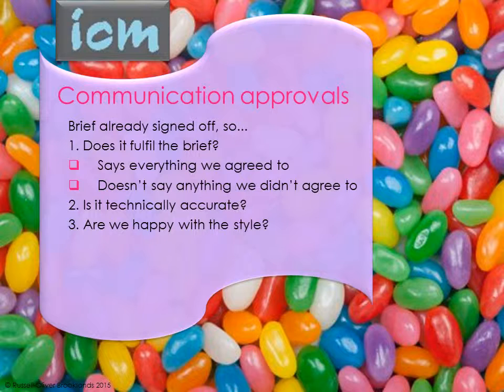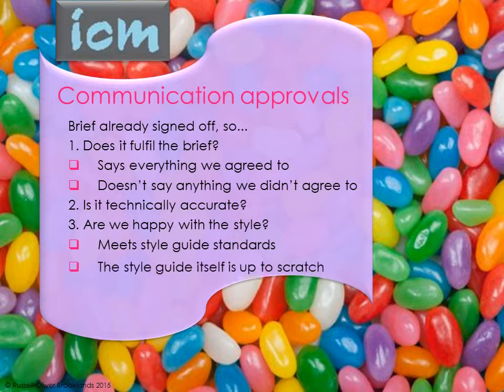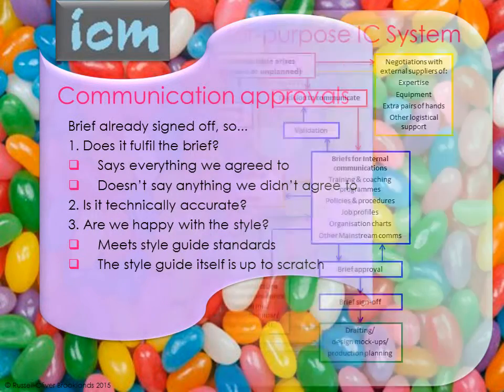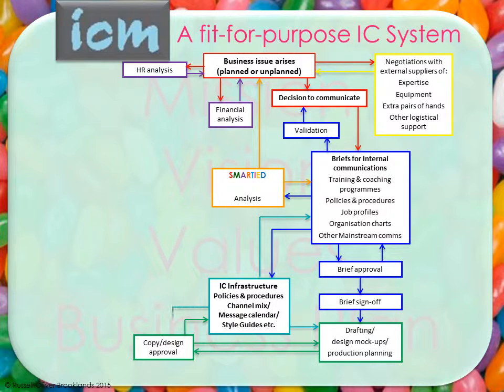Now, if you've got a style guide, it should usually just be a case of whether or not it meets those standards. Importantly though, it may be that someone notices a hole in the style guide which provides an opportunity to improve the standards that are already there. So a fit-for-purpose approvals process should not only be efficient and painless, it should also enable you to refine your style guides and help ensure they too are as fit for purpose as possible.